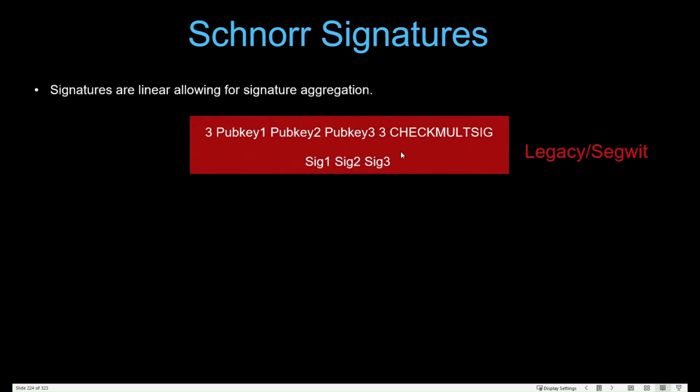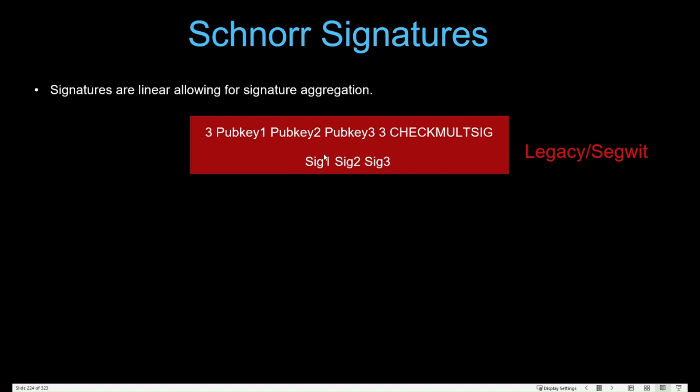What the heck does that mean? For example, currently, if you want to do a 3 of 3 multi-sig on Legacy or SegWit, in order to spend it, you need to present all three public keys and you need to present all three signatures. If it's a 2 of 3, you got to do all three public keys and two signatures. But you have to present a lot of data because each public key needs to be signed by a private key, etc., etc.